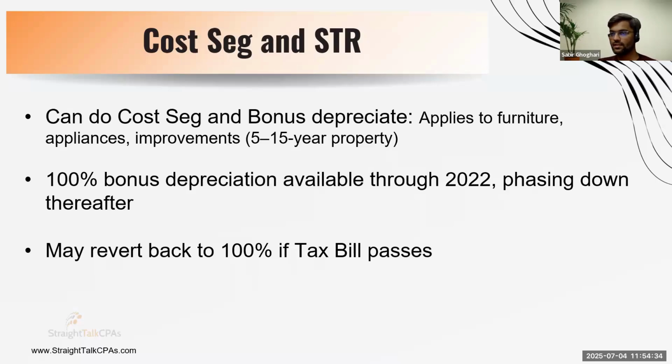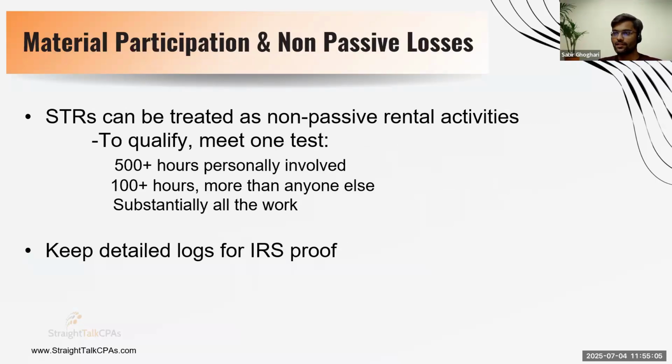Now, 100% bonus depreciation was available in 2022, and after that it decreases 20% each year, like 80, 60, 40 from 2023 and so on. But we are hoping to pass that bill. I mean, the Senate will pass the 100% bonus depreciation bill, and you will get back your bonus depreciation at 100%.